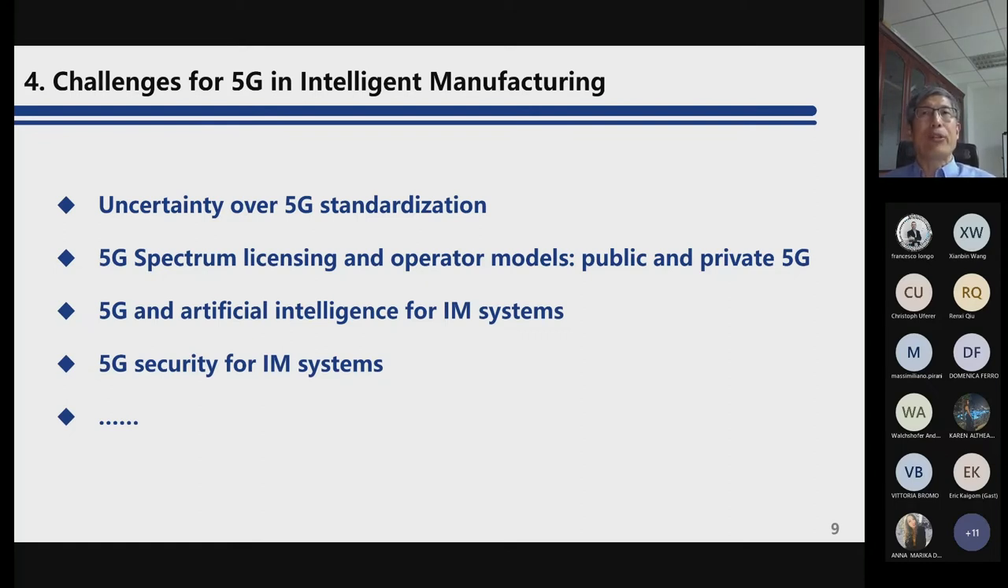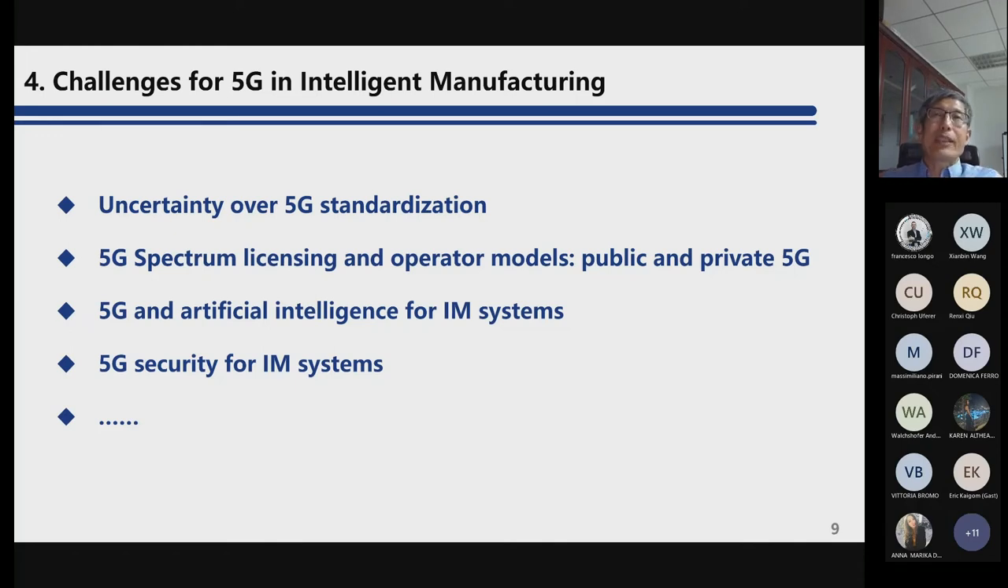And since many deployments on the shop floor in manufacturing use private 5G, not really public 5G, because with public 5G you have to pay the communication companies, many companies deploy private 5G. But there are licensing, spectrum licensing issues and other issues. This is also a challenge I have seen.